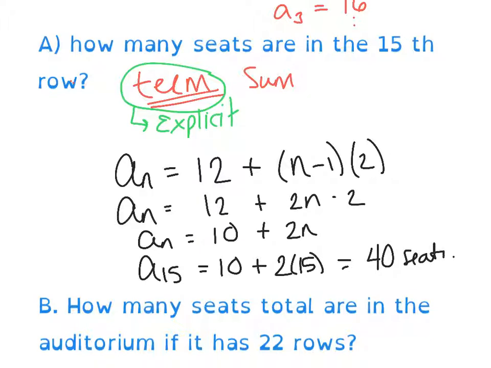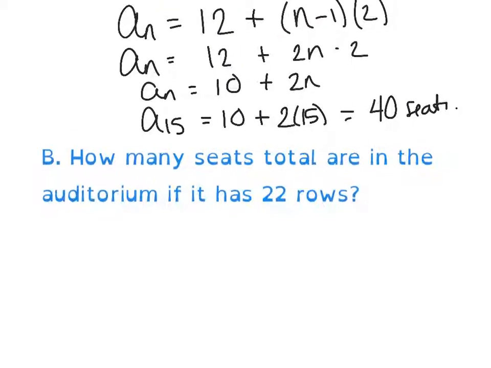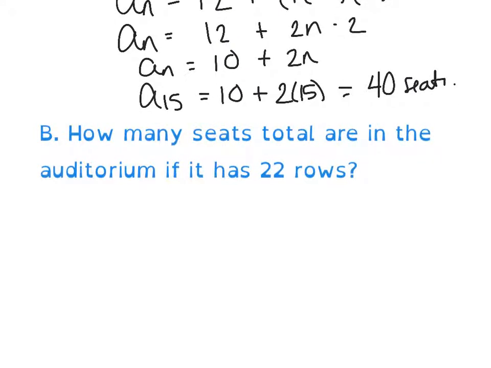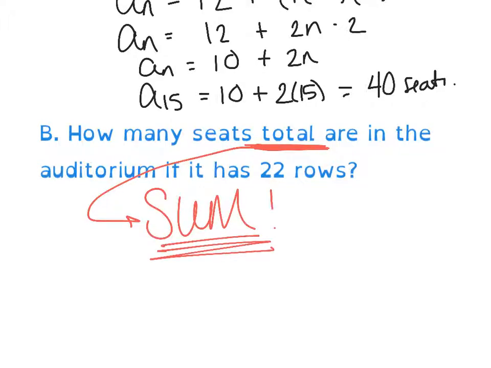Let's continue on with part B. How many seats total are in the auditorium if it has 22 rows? Do you see how this question is different? It now wants, underline that keyword for yourself, the total. If you find the total of something, you found its sum. Okay, so if I want the 15th row, I'm going to use the explicit formula. The 22nd row, I want the sum of all of those, so I'm going to say n equals 1 to 22.